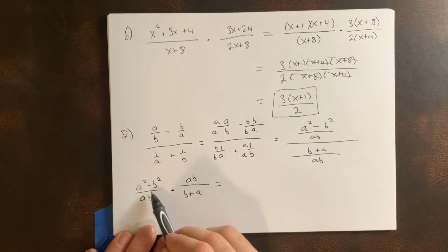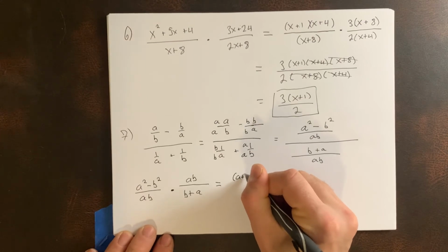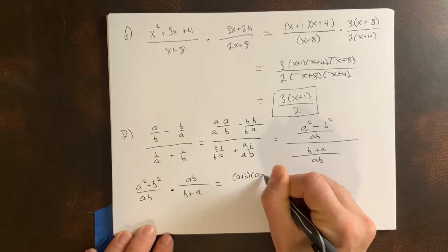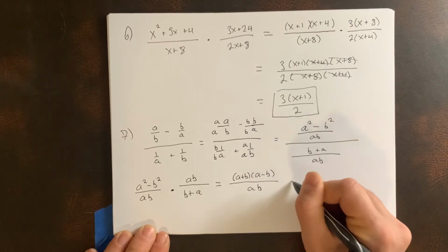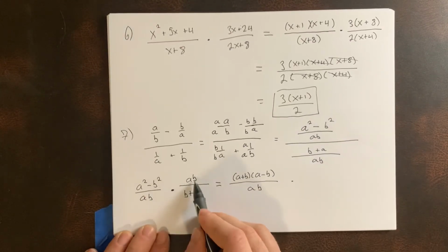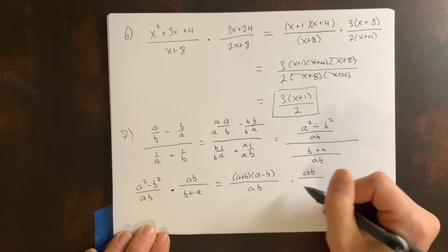This piece right here, a squared minus b squared, this one can be factored. This is factored into a plus b, a minus b. So here's ab. We can't factor ab, again, we can't factor ab. And there's nothing we can do to factor b plus a.